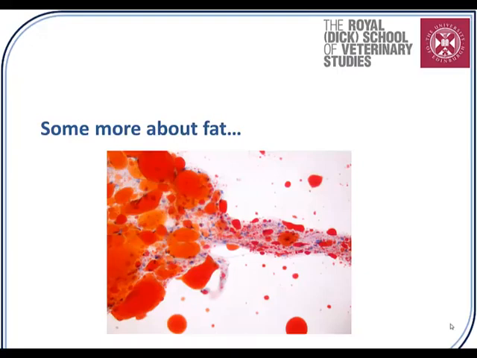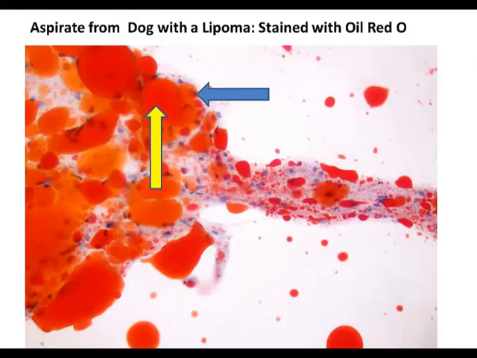Some of you have also indicated this point that, of course, sometimes we do want to demonstrate fat in a section or in some cells, and if we want to do that, then we can use what's called special staining. So there are other stains that exist apart from hematoxylin and eosin, and this is an example of one here.